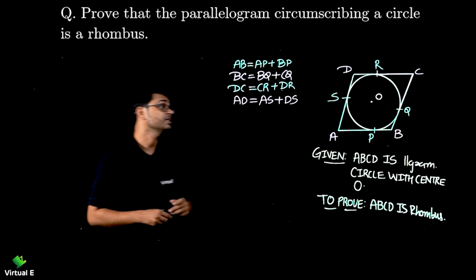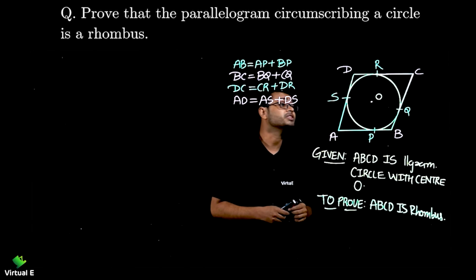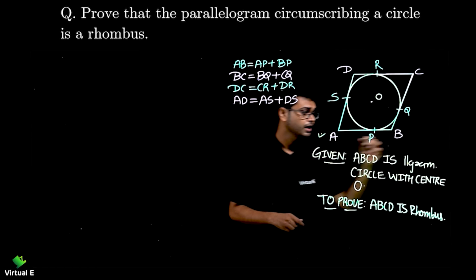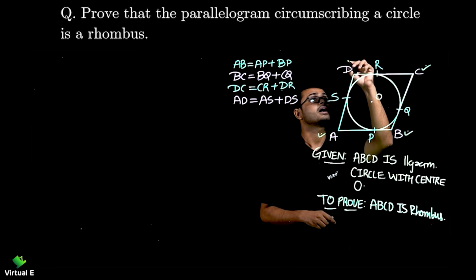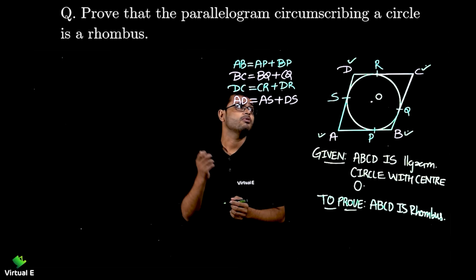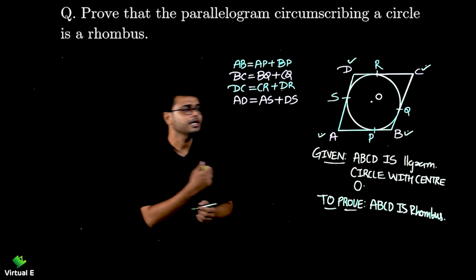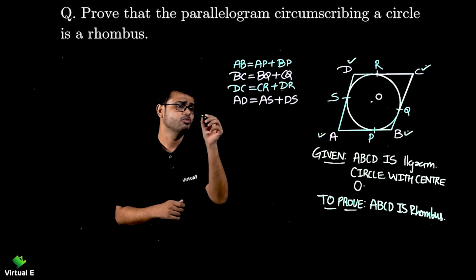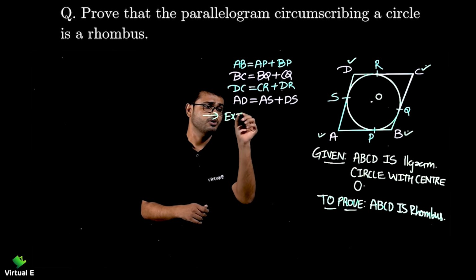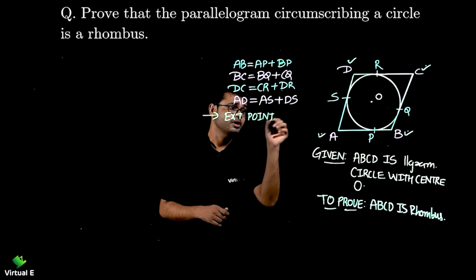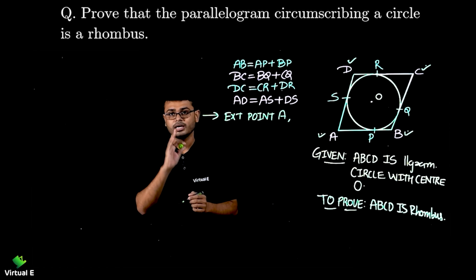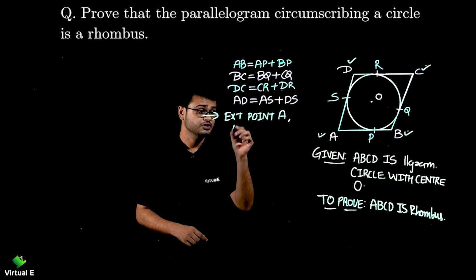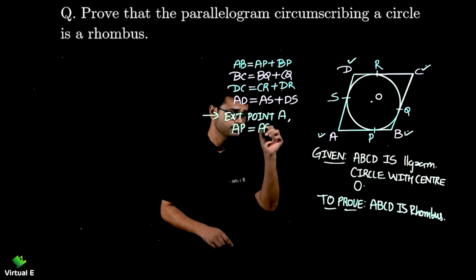Done. Now let's start with the tangents, external points. So there are 4 external points. Remember, there are 4 external points: point A, point B, point C, and point D. So from 4 external points there are tangents, right? And those tangents should be what? Equal. So you can write the theorem, and then let's move on. So from external point A, let's start with external point A, there are 2 tangents, AP and AS. So AP is equal to AS.